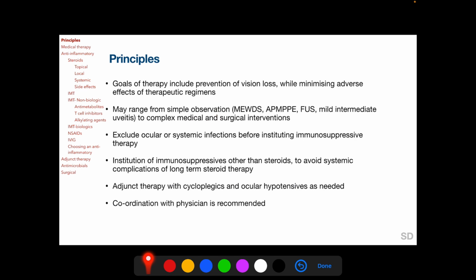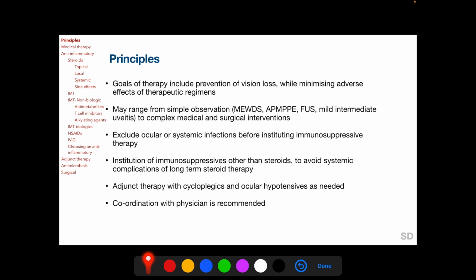There are certain entities which either dissolve by themselves or do not cause significant visual damage, like MEWDS, MP, Fuchs uveitis syndrome and mild intermediate uveitis. So simple observation is sufficient in the majority of cases of these entities.